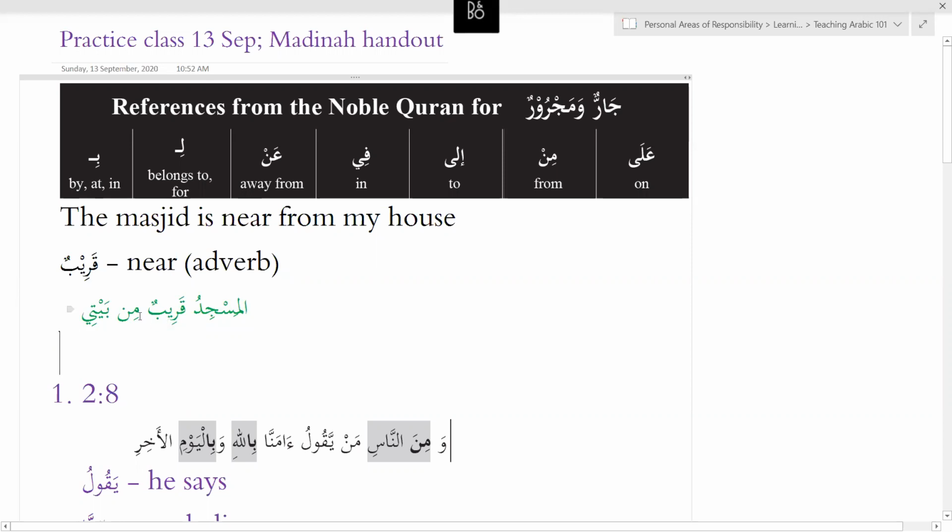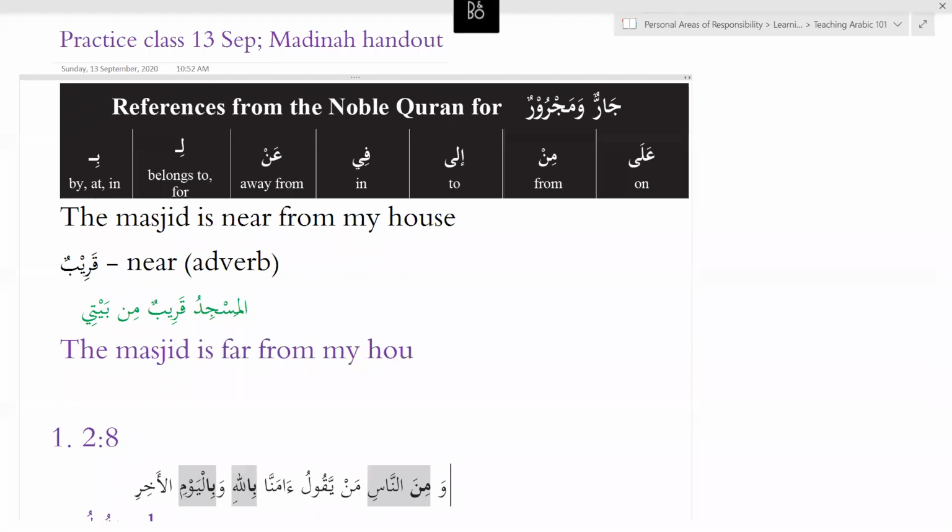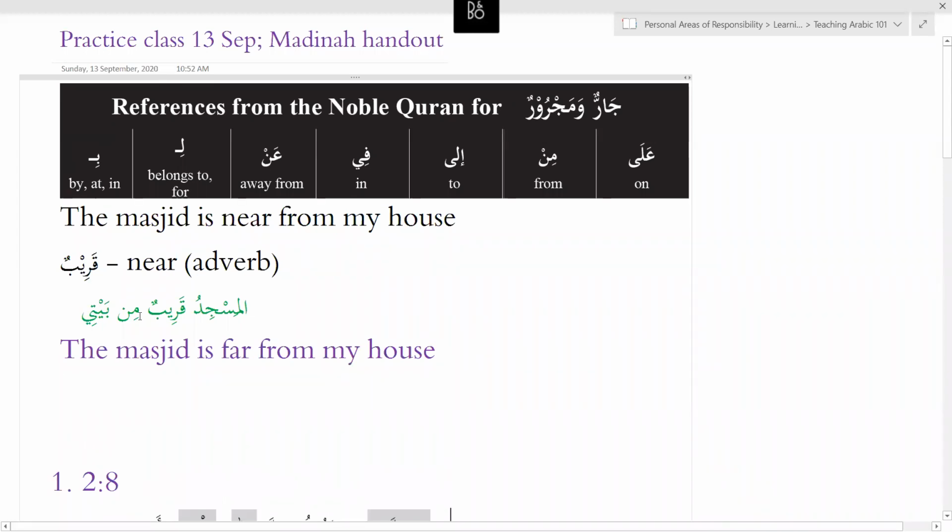Now, how would I say the masjid is far from my house? Now, this will be Rahmat. And far is baidun. Quickly, Rahmat. We need to go to the questions. Al masjidu. You need to speak up, Rahmat. Your voice is very low. Al masjidu. Yes, Al Masjidu baidun.